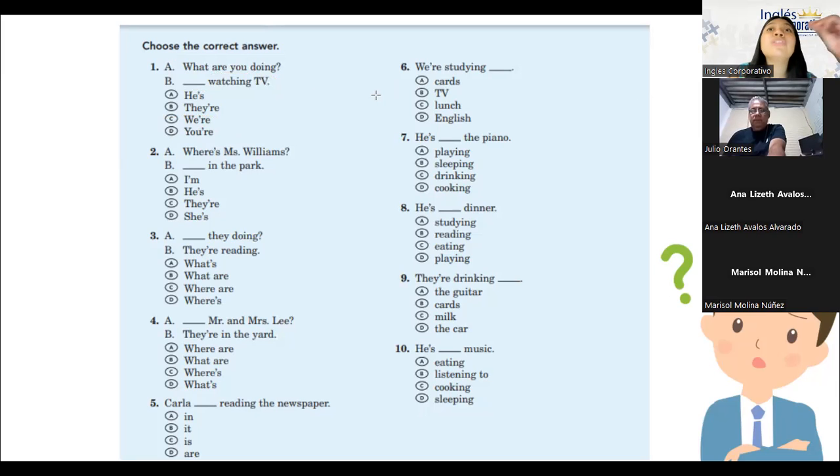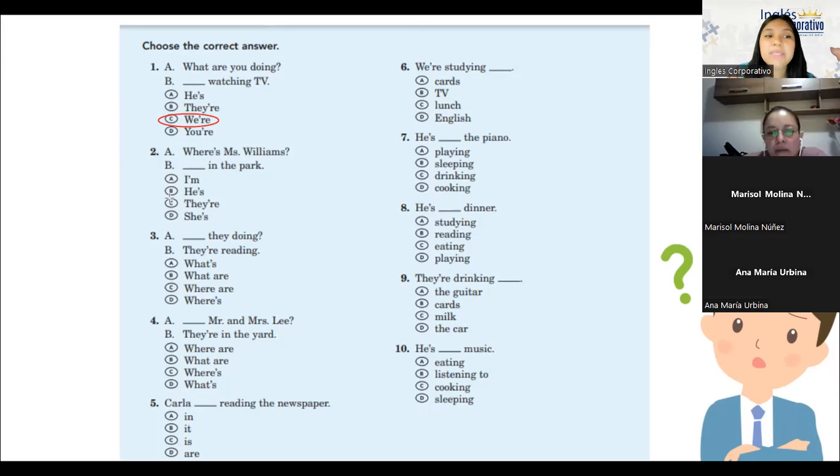What are you doing? Ustedes. You, recuerda que you puede ser tú o ustedes. ¿Sí? Que no se olvide eso. Entonces, we are watching TV. Entonces, letter C. Number two. Where is Miss Williams? A, B, C, or D? He's. La letra B.